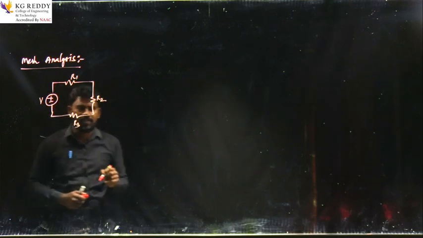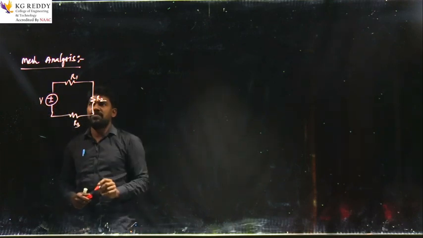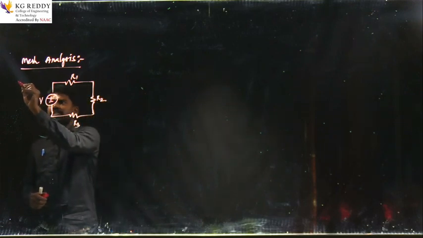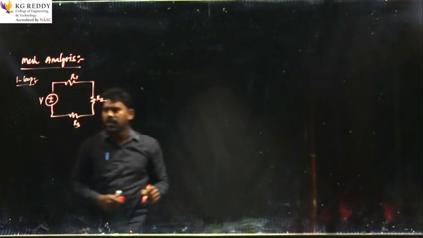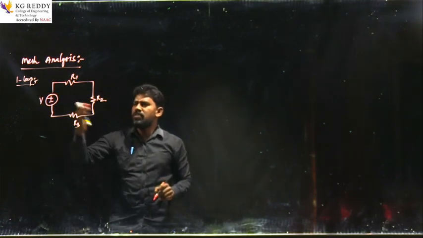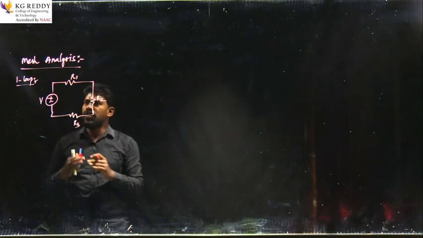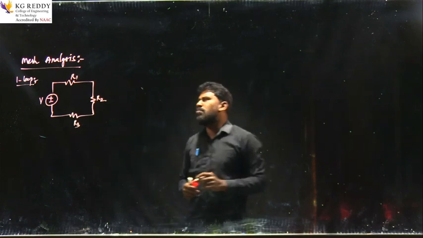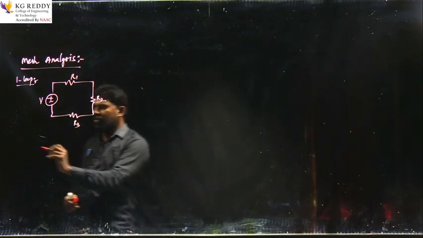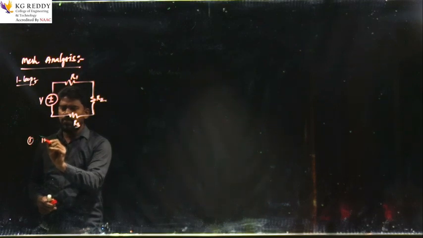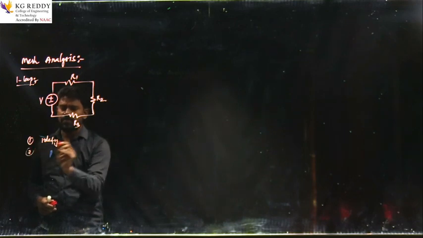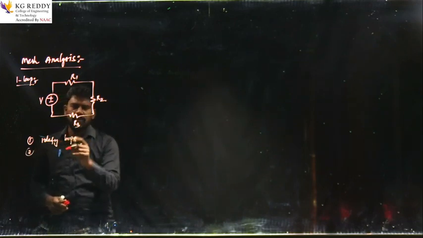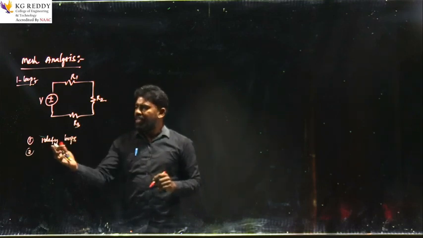This is the supply voltage. So this is a single loop network, a one loop network. I am going to apply this mesh analysis to this single loop network. Before applying this technique to an electrical network, we have to identify the number of loops. First point, we have to identify the number of loops.